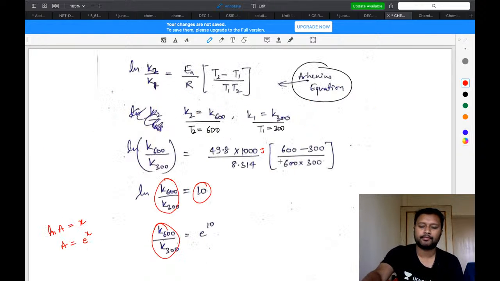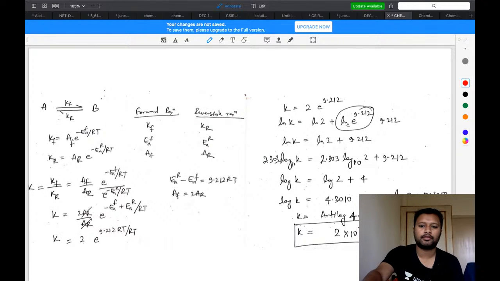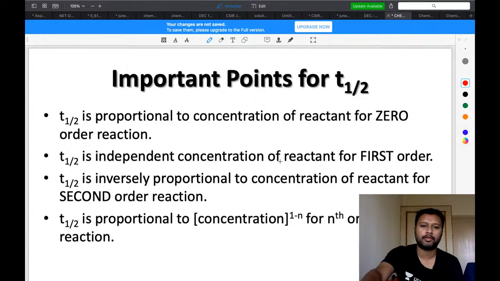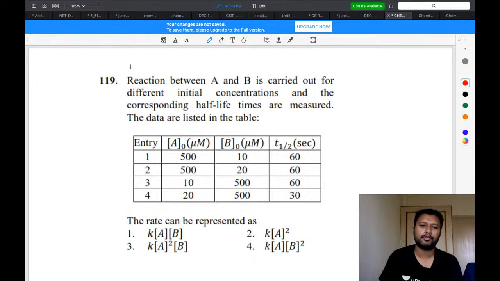All right. Okay, fine. So let's take one more question and let's try to see how to solve it. Okay, let's try to do this one. It says the reaction between A and B is carried out for different initial concentrations and the corresponding half-life times are measured. The data is listed over here. The rate can be represented as... So you have to look at this and discuss what is going to be the rate of the reaction.